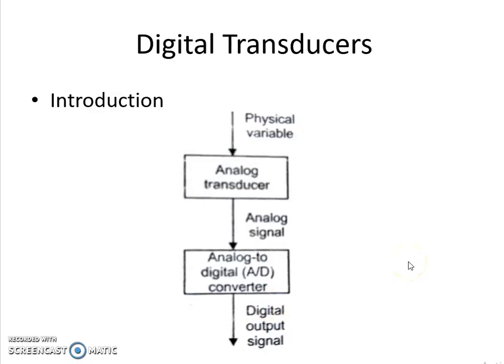So what is the necessity of converting analog signal to digital signal then? The advantages of digital transducers are, first, it is possible to obtain increased accuracy with digital signal. Then it becomes easy to use digital computers along with transducers for data manipulation. And the third point is, it is very easy to transmit digital signals without distortion and external noise. That is why the digital transducers are advantageous over analog transducers.